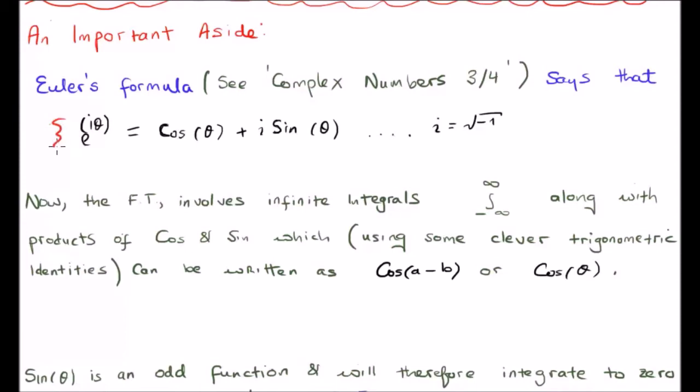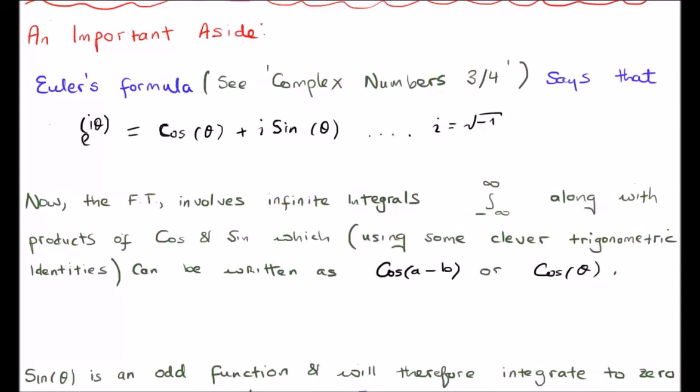Euler's formula is stated here. We say that e to the i theta is equal to cosine theta plus i times the sine of theta, where i is equal to the square root of -1. Now, the Fourier transform integrals involve two particular things. The first one is infinite but even integrals. Of course, they go from -infinity to positive infinity. And they also involve products and sums of cosines and sines.